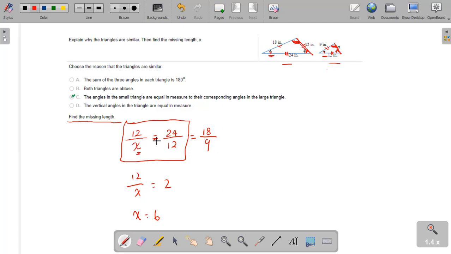So 12 over 6 equals 24 over 12 equals 18 over 9. Okay, so the ratio is always 2 to 1. So that is how you use similar triangles to find things like this. Similar triangles are triangles with the same measure of angles, so they have the same shape but different size. When you have a pair of triangles like that, the ratio of the lengths of the corresponding sides will always be the same. So you can use this property to solve a lot of problems. So hopefully this will help you.